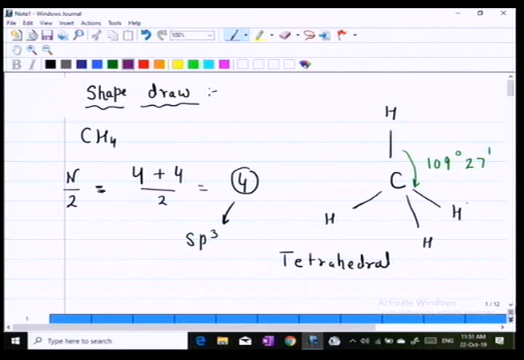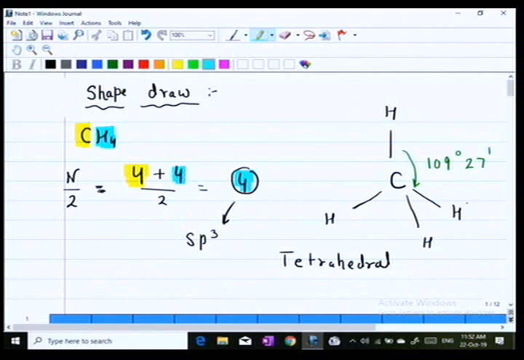The first example was CH4. What I have told you to do is calculate the n by 2. For the calculation of n by 2, first of all, check out the central atom and use the valence electrons of the central atom. And after that, check out the surrounding atoms, which is 4, so that's why I have put 4 over here. So guys, this is the way we can calculate the n by 2. Use the valence electrons of the central atom and add the total number of atoms other than the central atom.